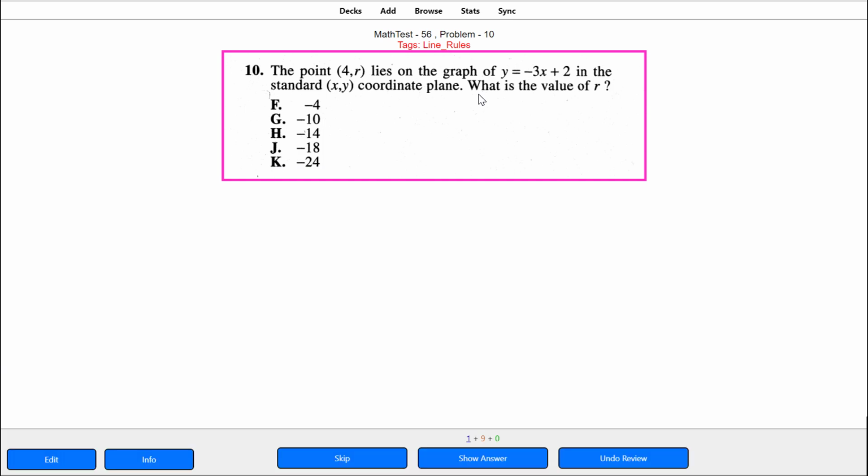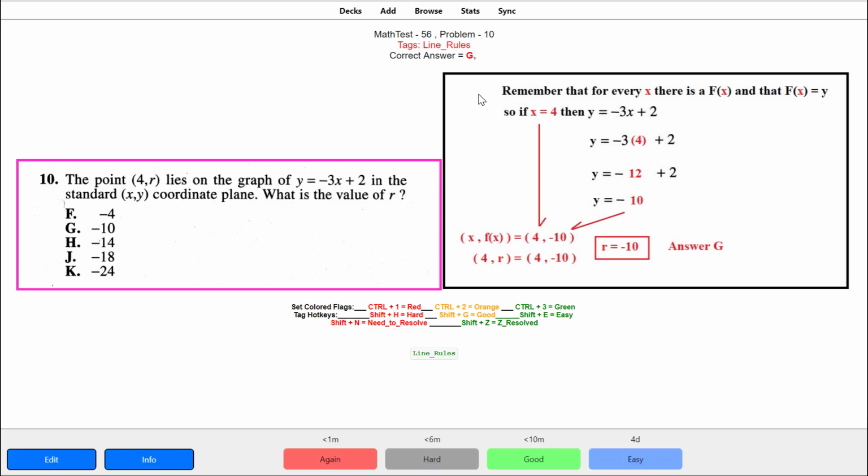Okay, in number 10, they give us a point with x coordinate 4. They don't tell us the y coordinate, they just give us an r. They say it lies on the graph of the function negative 3x plus 2. That's a straight line. All we have to do is plug in our known value of x, which is 4, into the x position, and then calculate it. So y becomes negative 10.